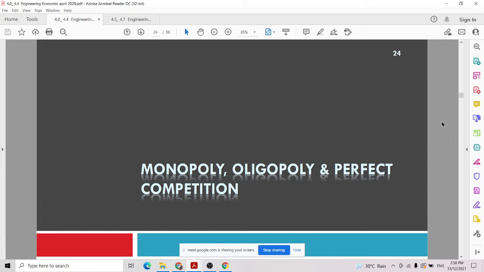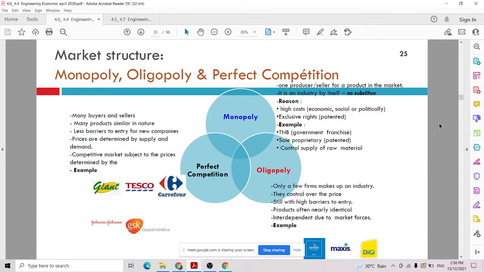Alright, so we have monopoly, oligopoly, and perfect competition. So what is a monopoly? Monopoly means there is no substitute, which means there is only one in the market. For example, TNB, and also Syabas, that we call a monopoly.